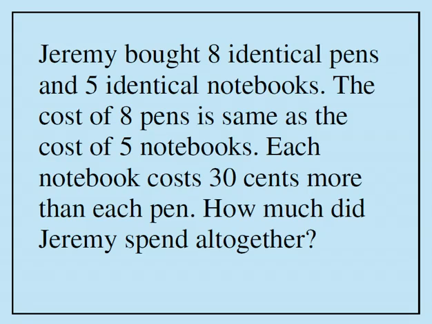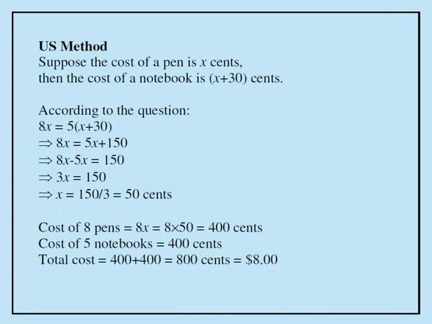So let's take a look at a US solution. We're going to call it the US method. We're going to use algebra. And basically, when we are using equations, it's a good idea to define our variable. And we're going to say the cost of each pen is X cents. Since the cost of each notebook is 30 cents more, the cost of each notebook has to be X plus 30. And we know the cost of 8 pens is same as the cost of 5 notebooks.